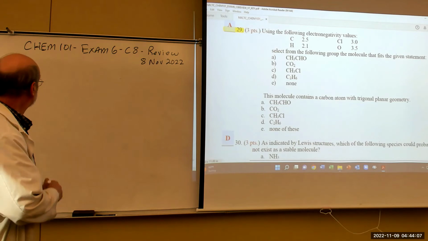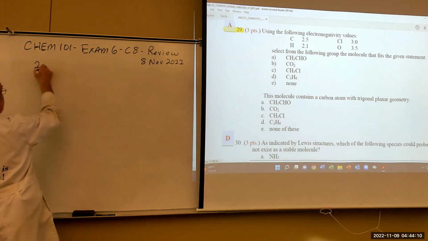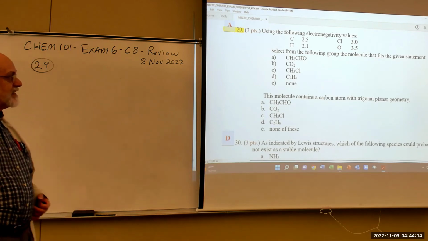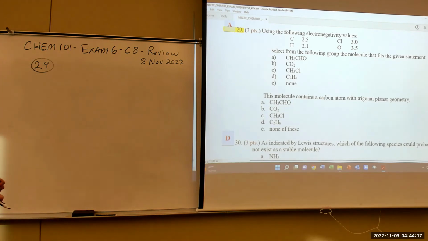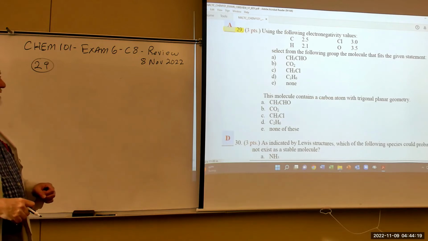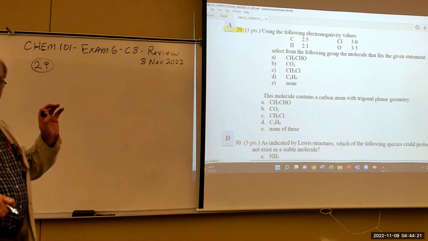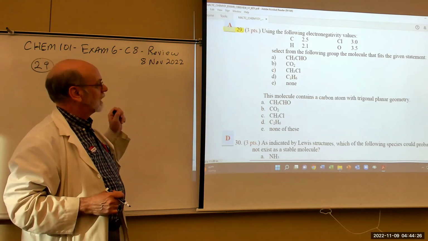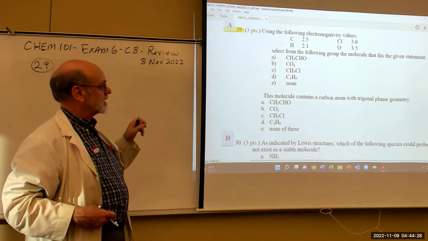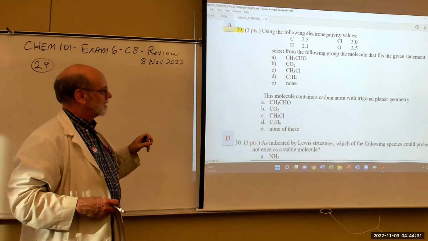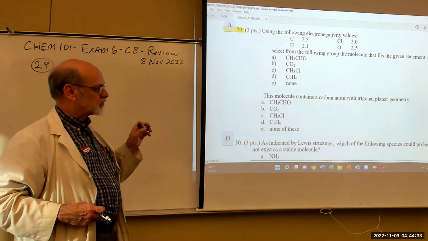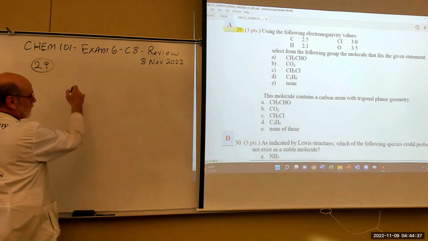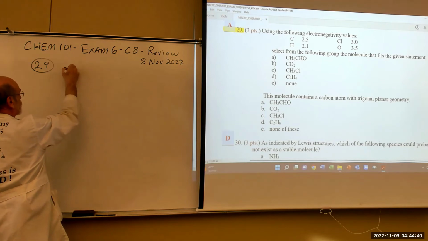Let's finish this review. Number 29. Using the following electronegativity values, select from the following group of molecules that fits the given statement. Okay, so we got these selection of molecules, CH3CHO, CO2, CH3Cl, C2H6. This molecule contains a carbon atom with trigonal planar geometry. Right. So, which one is it?